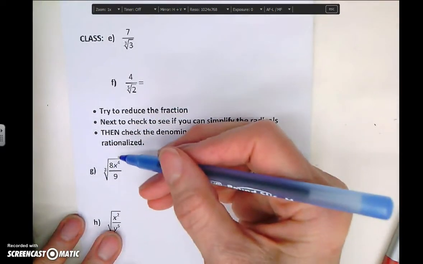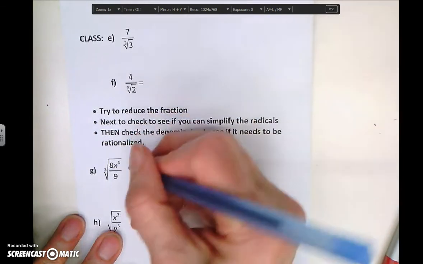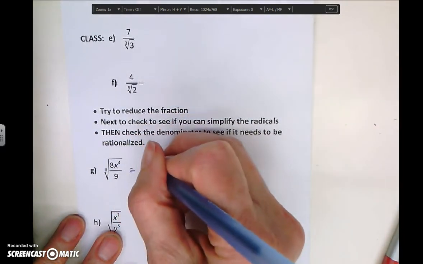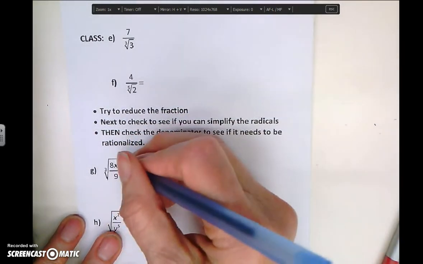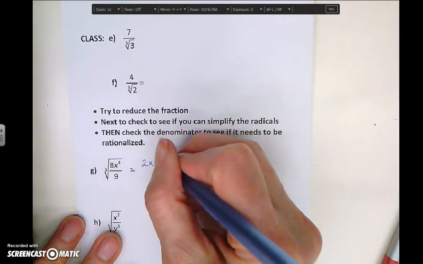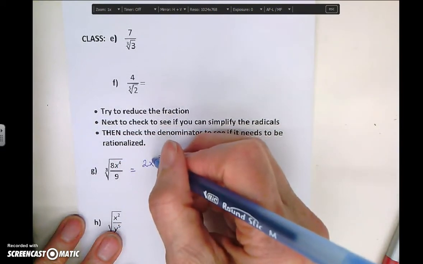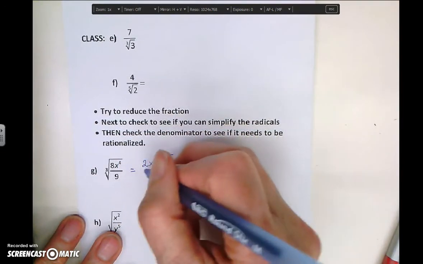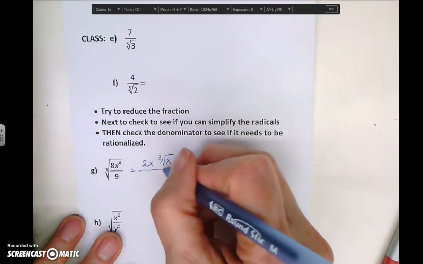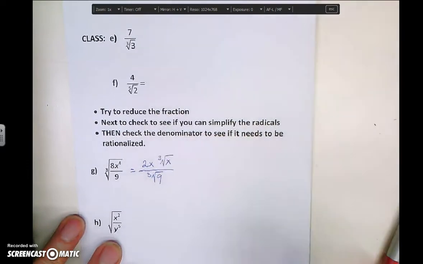All right, so here, nothing reduces, but I do know what the cube root of 8 is. The cube root of 8 is 2, and the cube root of x to the fourth would give me an x, cube root of x. 3 will go into 4 once, perfect, 1 left over. And then I'm left down here with the cube root of 9.